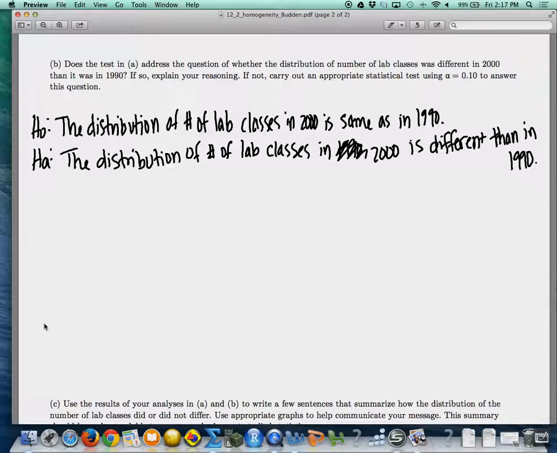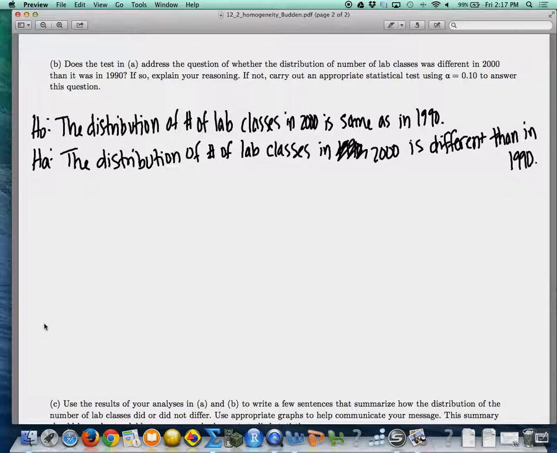What's the first assumption? Random sample. Yeah, it says we have a random sample. What's the second assumption? The expected values are at least 5. Expected values are at least 5. Okay, so for a chi-square test for independence, the way you calculate those expected values is row total times column total divided by grand total.